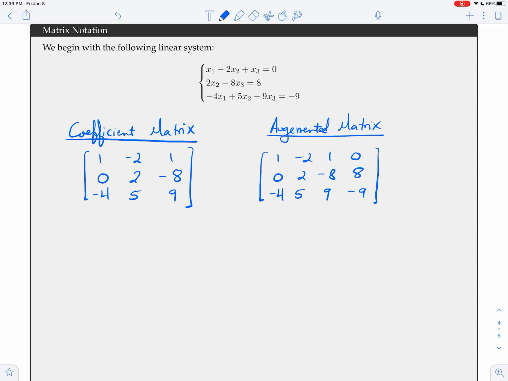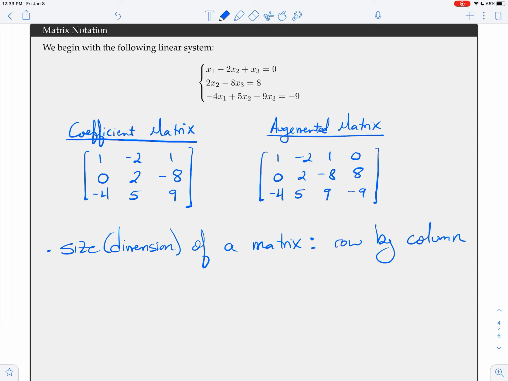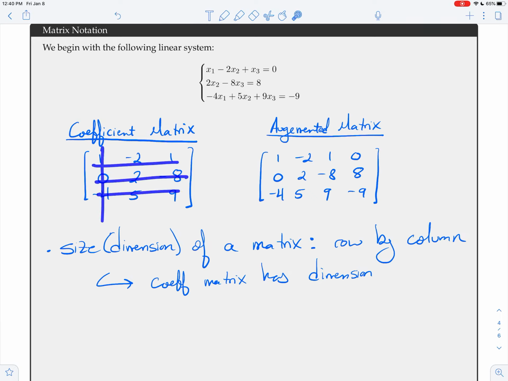We're going to talk about the size, or dimension, of a matrix. It's always given row by column. You're going to want to memorize that right now. Row by column, row by column, row by column. Okay, so the coefficient matrix has dimension, well, there are 3 rows, you can count them 1, 2, 3, and 3 columns, 1, 2, 3. So it's 3 by 3. That's how we write it.